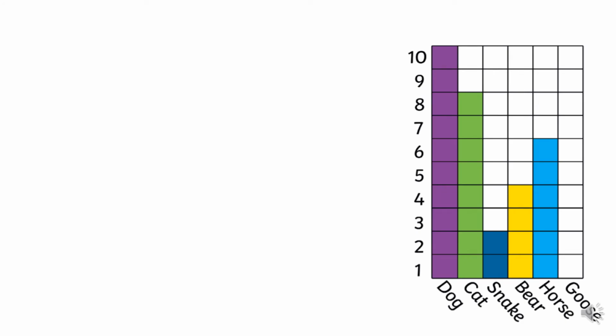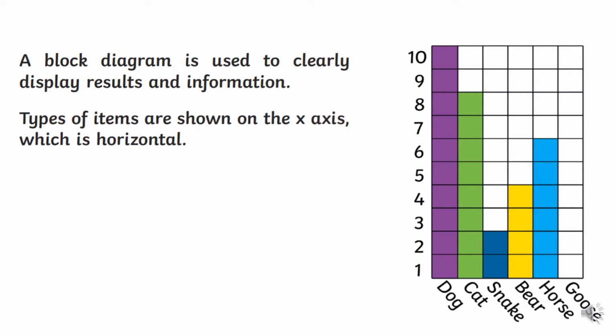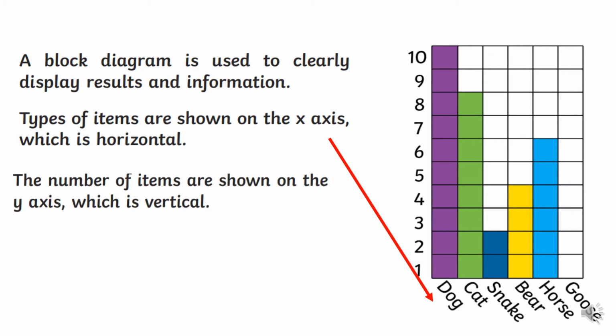So here is an example of a block diagram. A block diagram is used to clearly display results and information. Types of items are shown on the x-axis, which is horizontal. Can you say x-axis? This is the x-axis. It's going this direction, so horizontally. So on the x-axis, we have the words dog, cat, snake, bear, horse, and goose. So these are the items that are being compared in the block diagram.